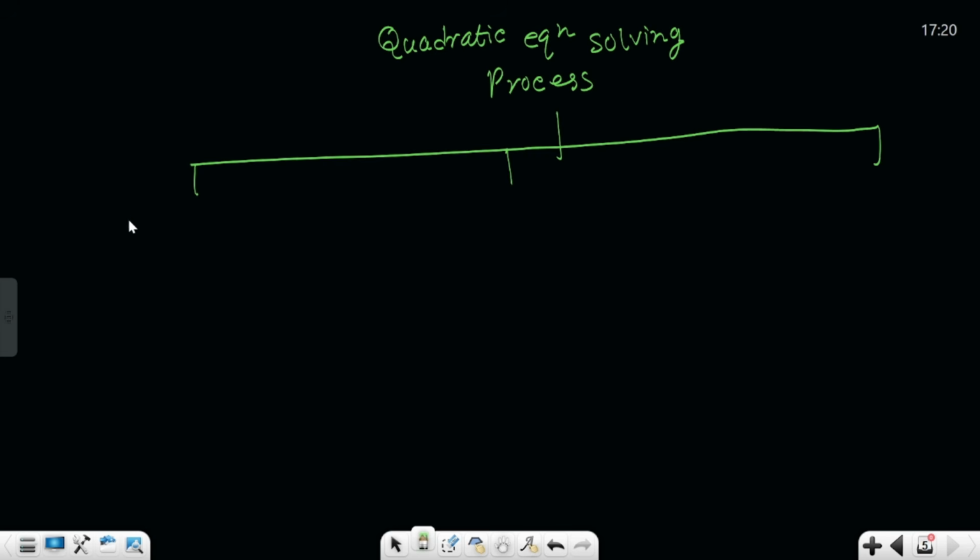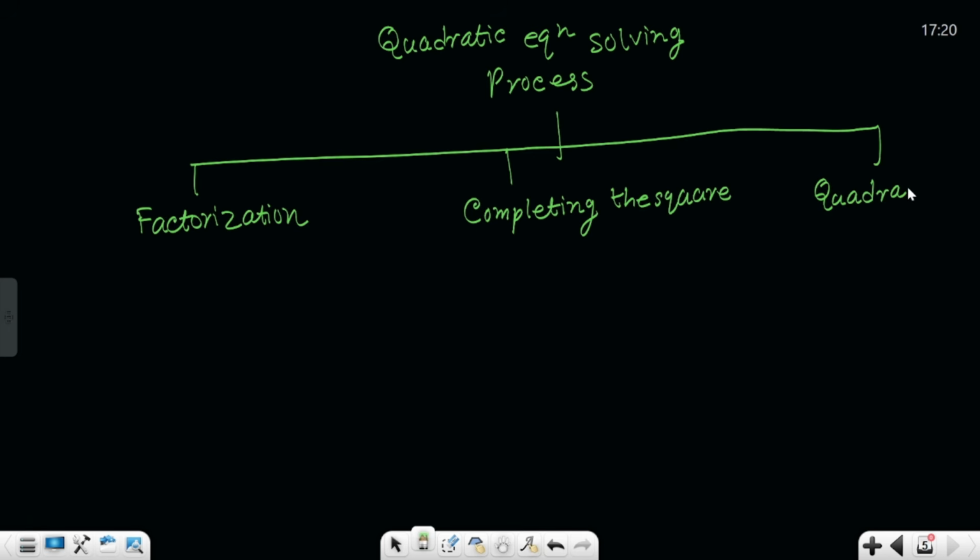First process is factorization. Second process is completing the square. And the third process is the quadratic formula. We will discuss the factorization method and the completing the square method quickly, and then we will go to the quadratic formula.